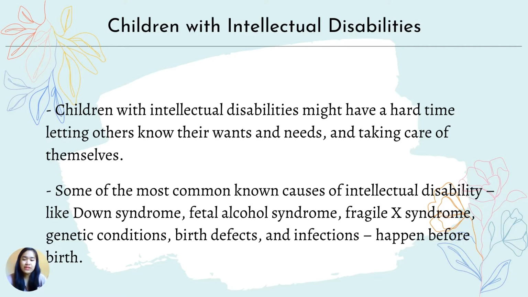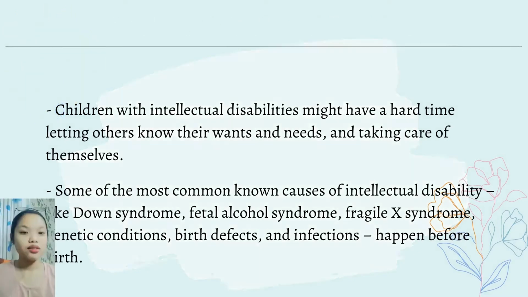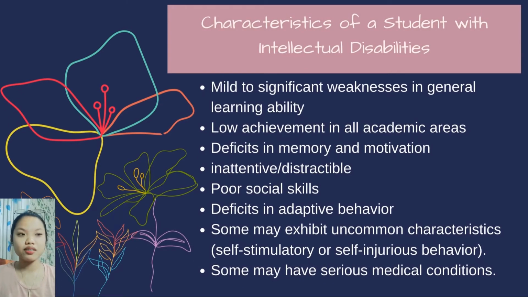So for the characteristics of a student with intellectual disabilities, we can hear it from Miss Alexandra Zambas. So the following are characteristics of a student with intellectual disabilities. First, we have mild to significant weaknesses in general learning ability. Second, low achievement in all academic areas.